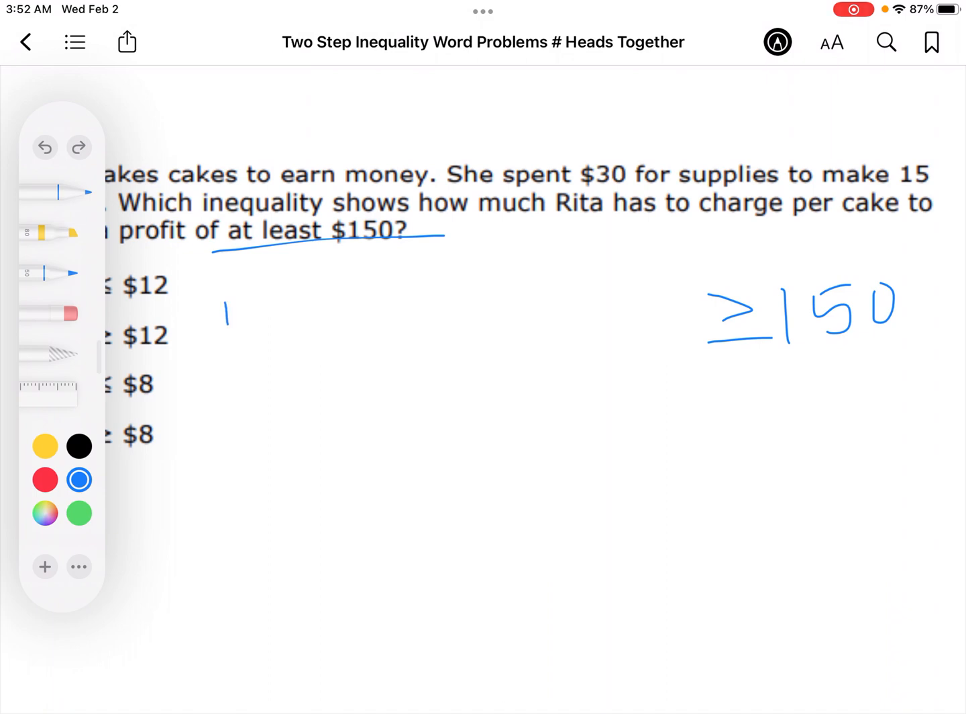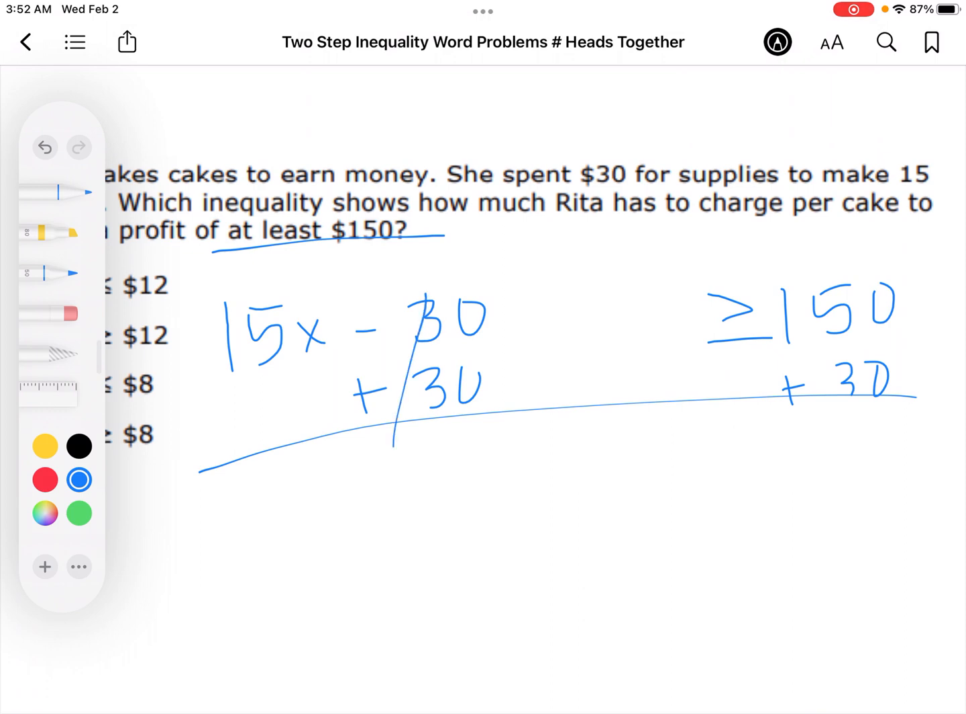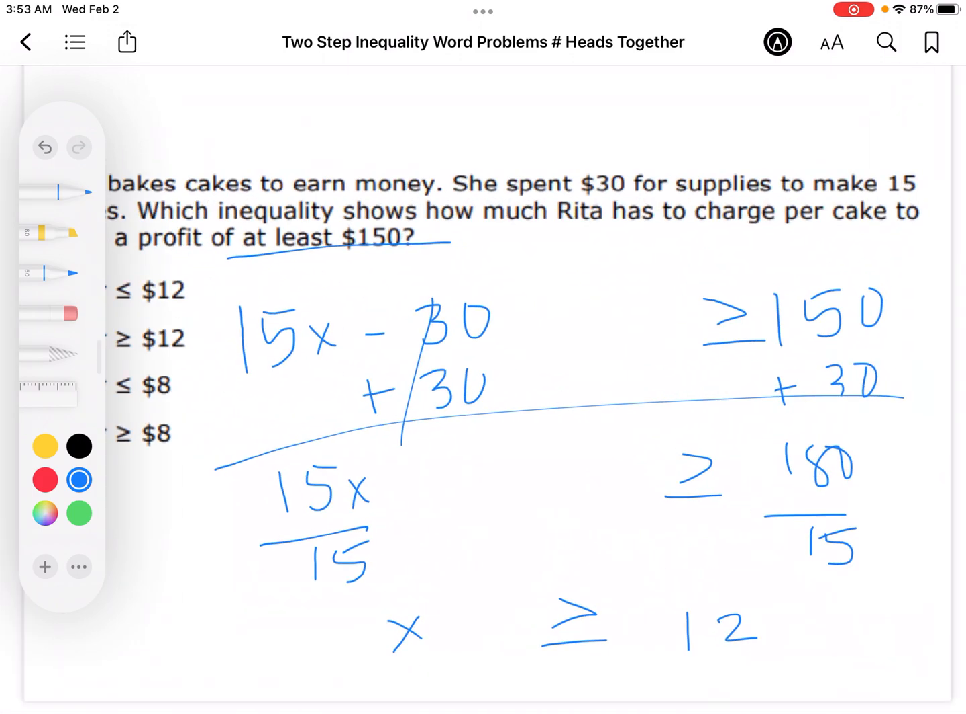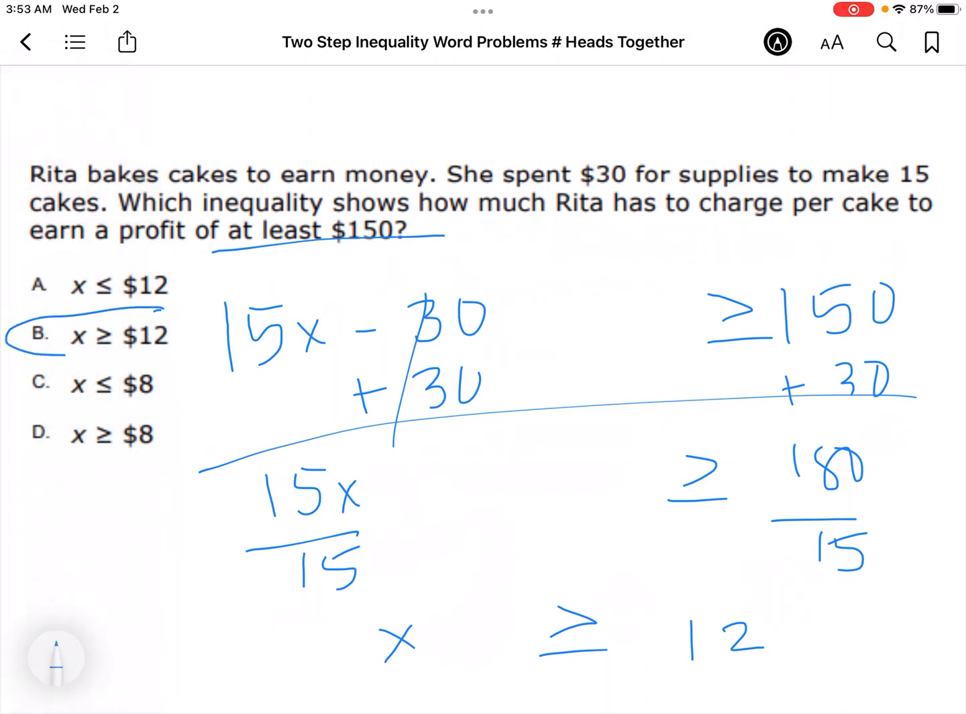So she has to make 15x minus the $30 she spent. So I got to make back the money I spent in supplies. So she needs to sell 12 or more cakes. Or each cake needs to be at least $12 or more dollars.